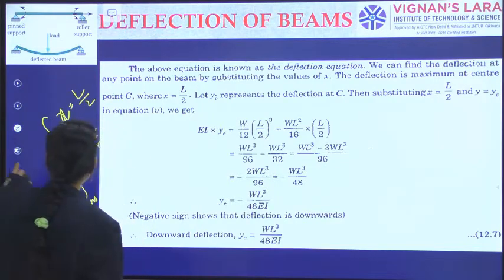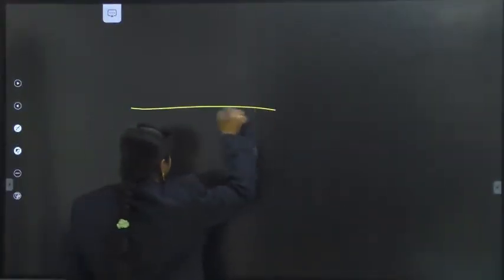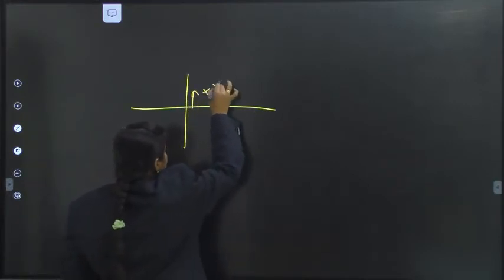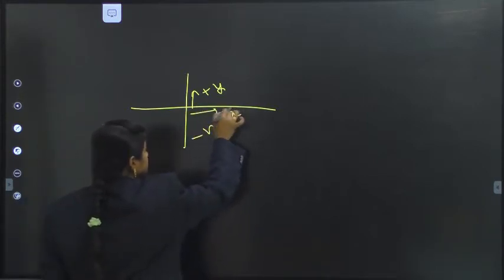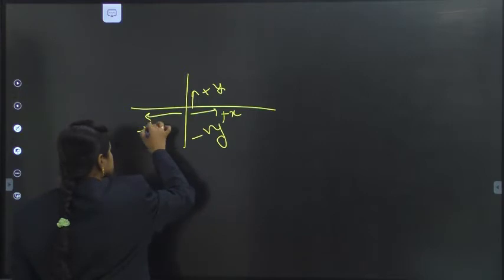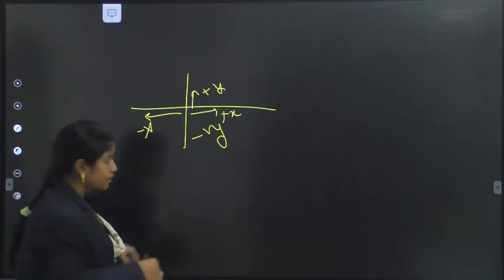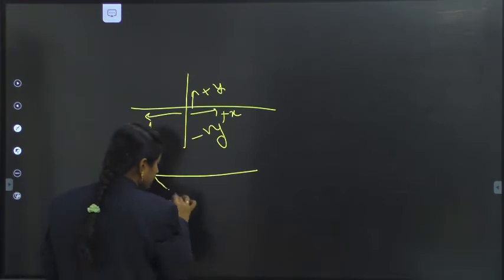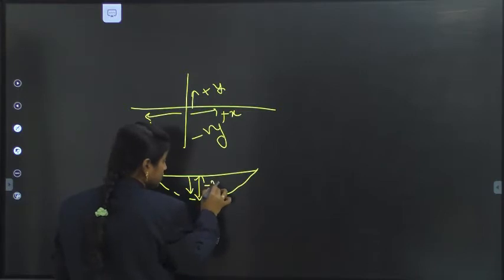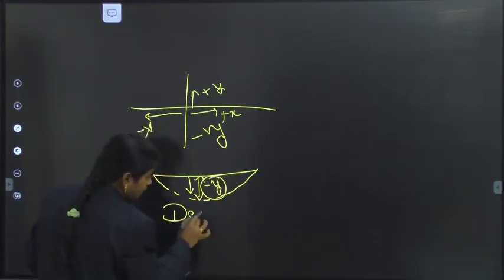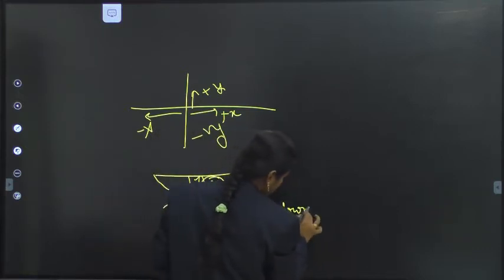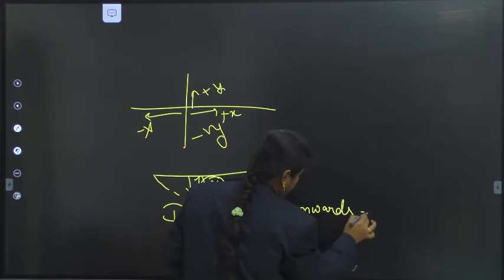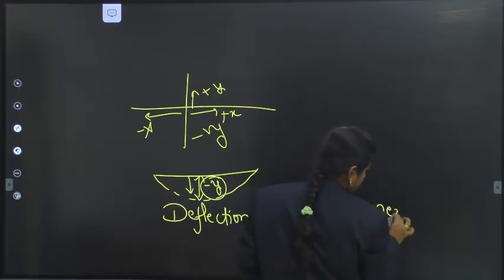Generally, from the basic x-axis and y-axis, this is positive y, this is negative y, this is positive x, this is negative x, right? In the same way, now the beam is having the deflection like this, and the deflection was in the downward direction. That's why it is minus y. So deflection in downwards is negatively indicated.